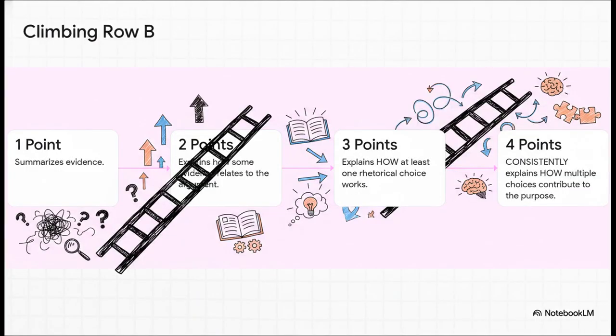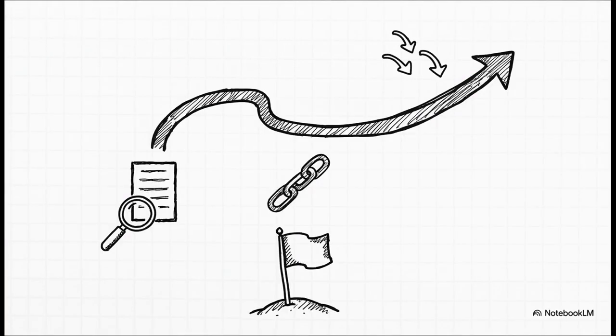At the bottom, for 1 point, you're pretty much just summarizing your evidence. To get to 2 points, you start explaining how it relates to the argument. But to get to the top, for 3 and 4 points, you have to start explaining how these rhetorical choices actually work. And for that top score, that 4, you have to consistently explain how multiple choices work together to achieve the author's purpose. So what does that top rung really look like in practice?